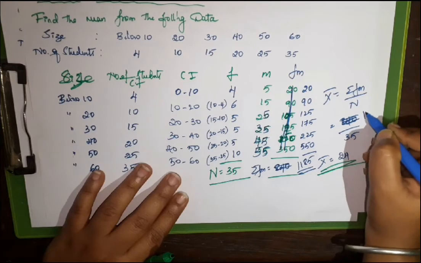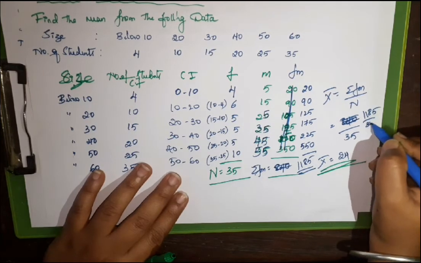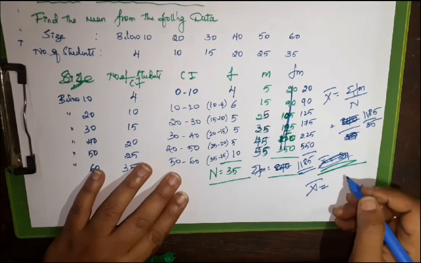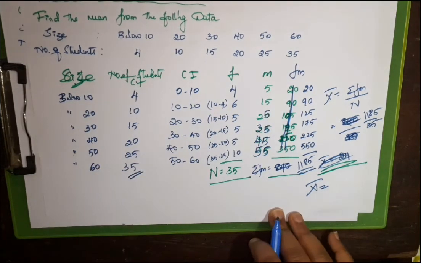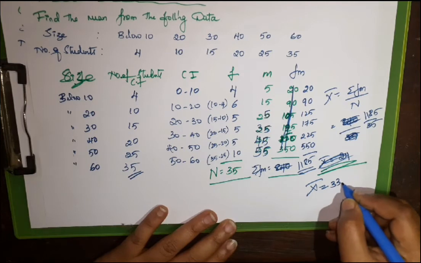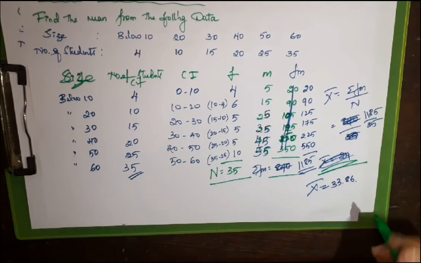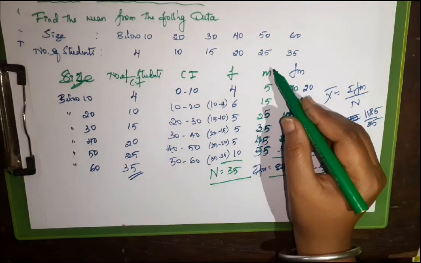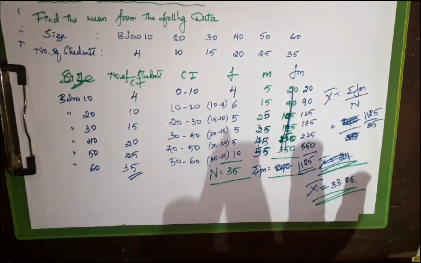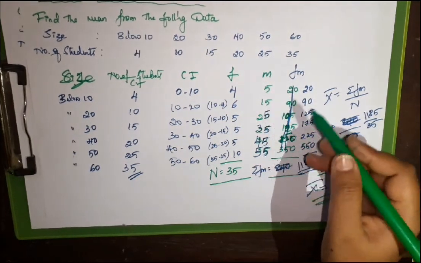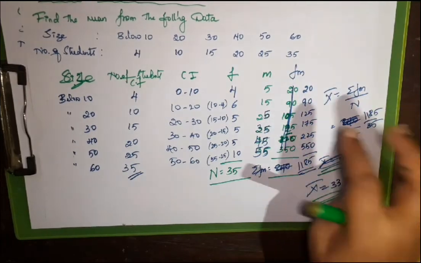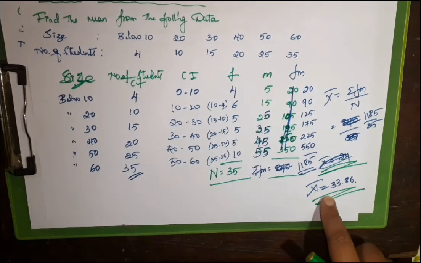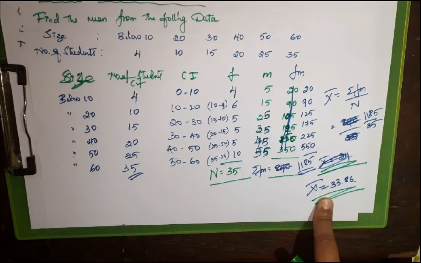So divide this value 1185 by 35. So you will get the arithmetic mean as 33.86. Okay, so this is your arithmetic mean. Okay, so median, I got confused with median while taking numbers. So this is the correct answer, that is mean is equal to 33.86.